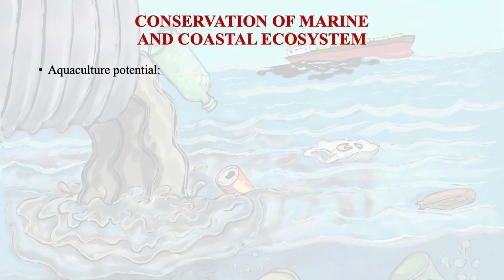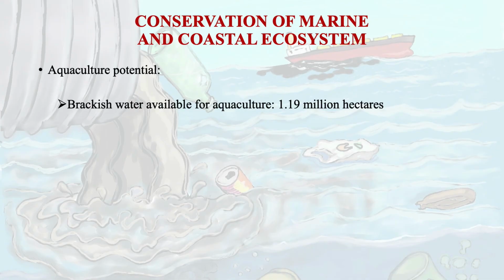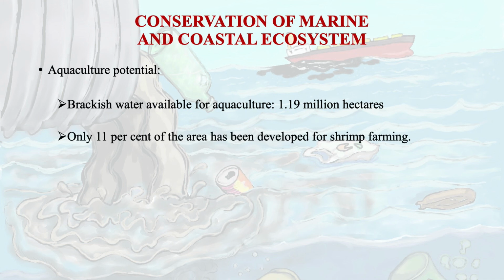Then if you look into aquaculture potential, which is one of the targets of goal number 14, that aims to increase the economic benefit from the sustainable use of marine resources, including through sustainable management of fisheries, aquaculture and tourism. The estimated area of brackish water available for aquaculture in the country is 1.19 million hectares, as against which only 11% area has been developed for shrimp farming. So we have to work properly for maximum utilization of the available area.